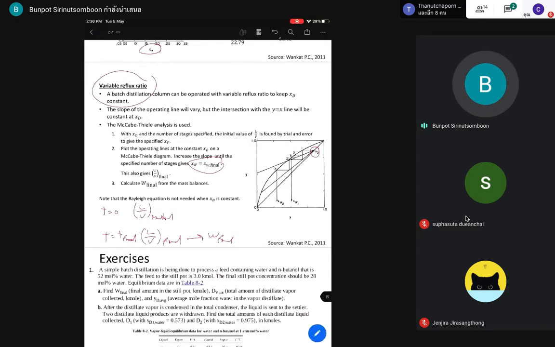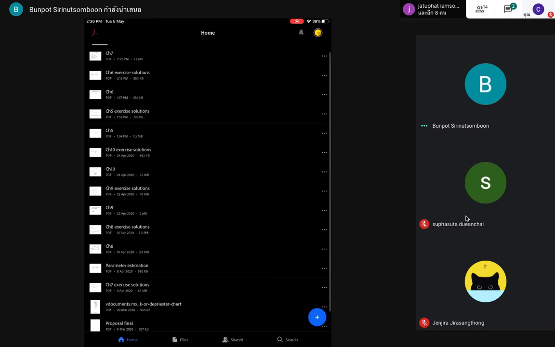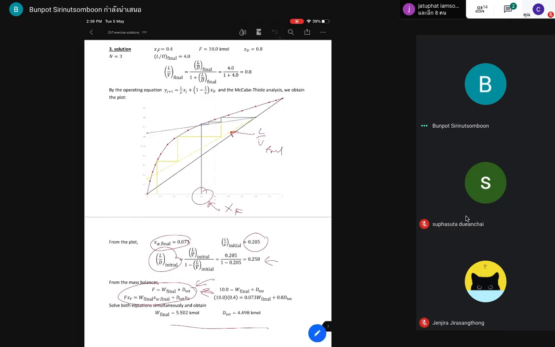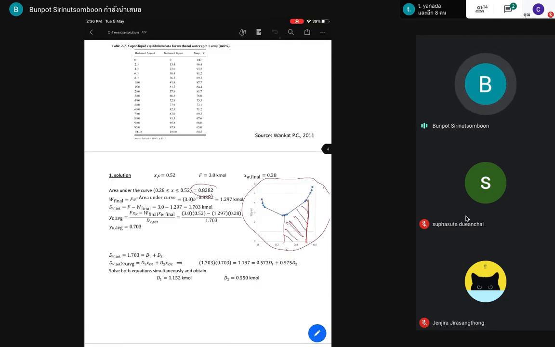Okay, so chapter 7 exercises. Let me go over them quickly. This first one is just to find YD average or XD average, find the total. So just make the graph on the right here, and then find the area under the curve.